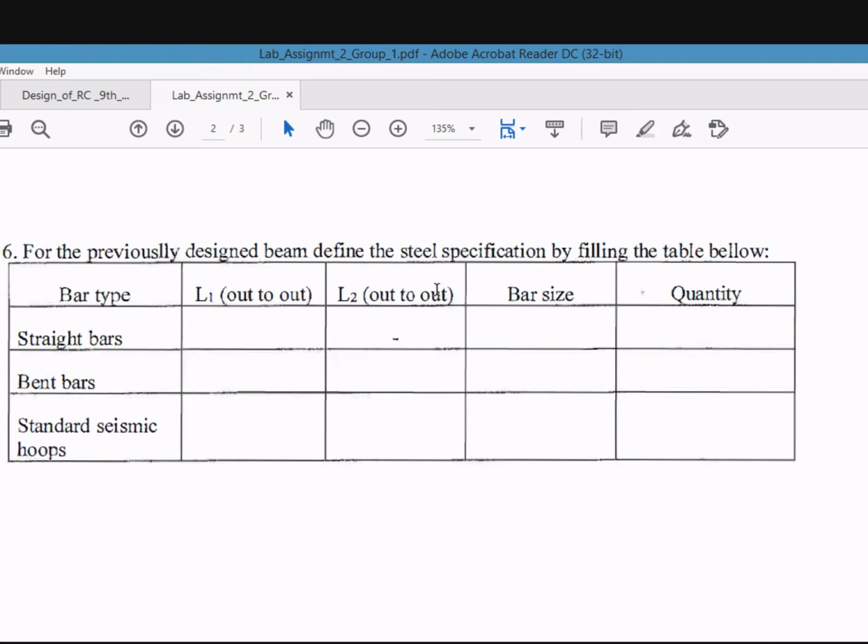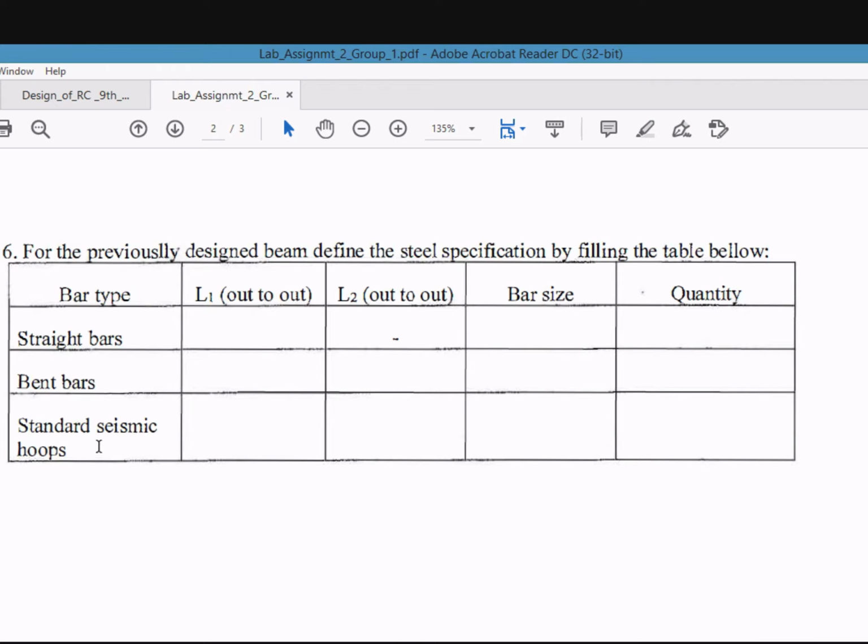For this beam, define the steel specification by filling the table. L1, for the previously designed beam, define the steel specification by filling: bar size, quantity, bent bars, standard seismic hoops. You see this L1 and L2? Keep that in mind for a second. We have straight bars. We don't have bent bars, so forget the bent bars. So we have straight bars and we have these seismic hoops.